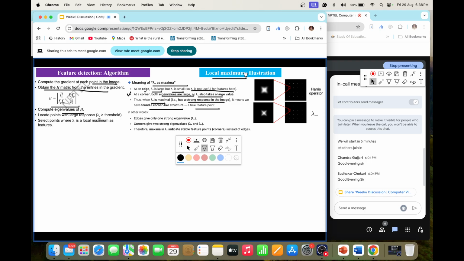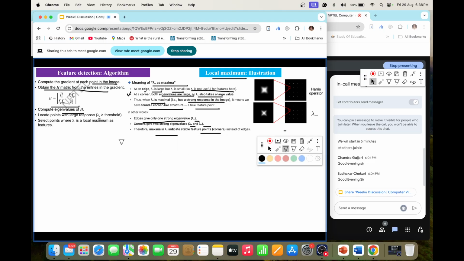So lambda minus is actually the most important eigenvalue out of lambda plus and lambda minus. In other words, edges only give a strong eigenvalue in one direction, that is lambda plus. Corners give both directions, lambda plus as well as lambda minus. So a maximum in lambda minus indicates a stable feature point, corners instead of edges. That is why lambda minus is the most important eigenvalue of the two. Lambda minus should be significantly large to call it a corner point, or a true feature point that we are interested in.